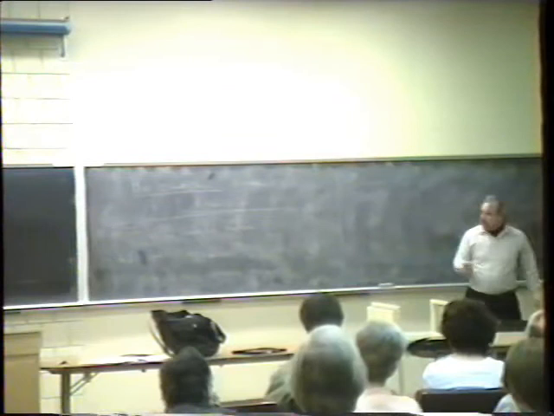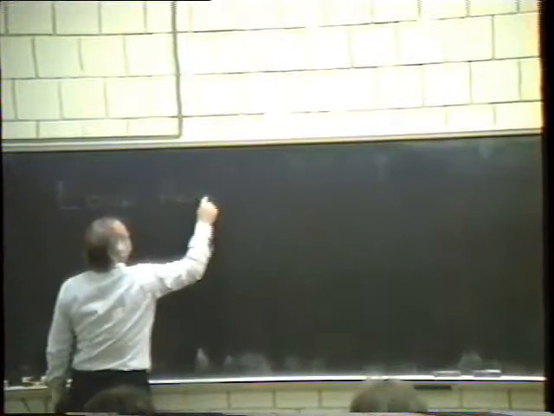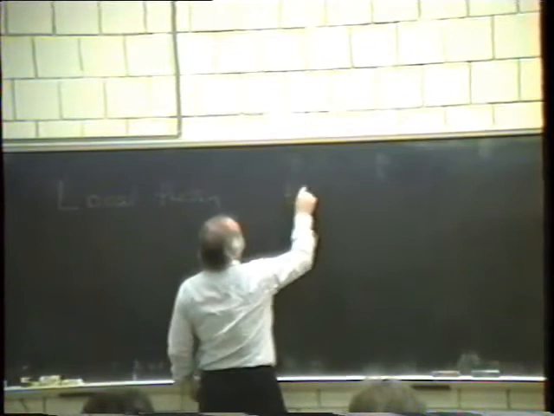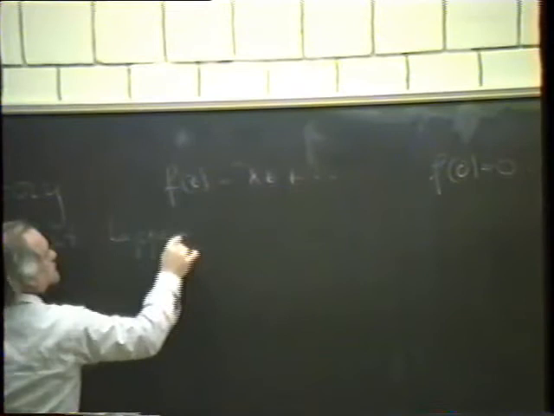So, let me give a vague outline of the situations in which one encounters these problems. There is first a local theory. And what that means is that you take a function f of z is equal to lambda z plus higher degree terms, so that f of 0 is equal to 0. And you ask, what happens near 0? And let's give grades out of 10 to the extent to which these subjects are understood. This one I will give a grade of 9 out of 10.